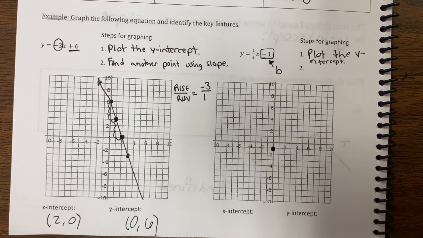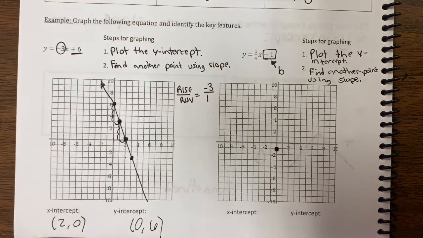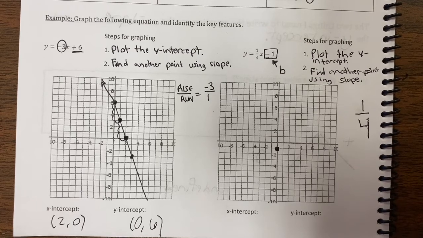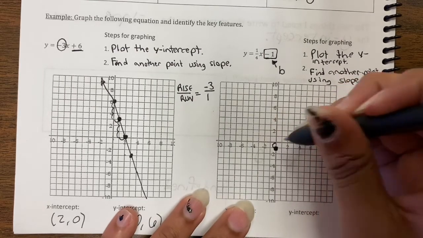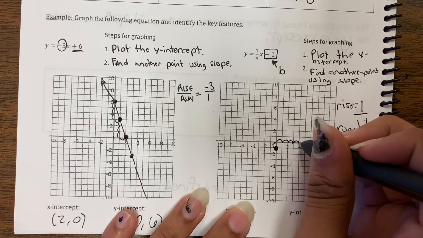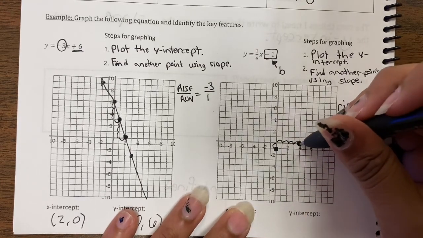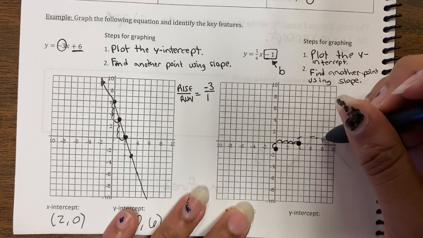Step 2 is to find another point using slope. So if our slope is 1/4, that means that our rise is +1 and our run is 4. So we're going to go up 1 and then we're going to go over 4. 1, 2, 3, 4. Doing that again, we're going to go up 1 and then over 1, 2, 3, 4.